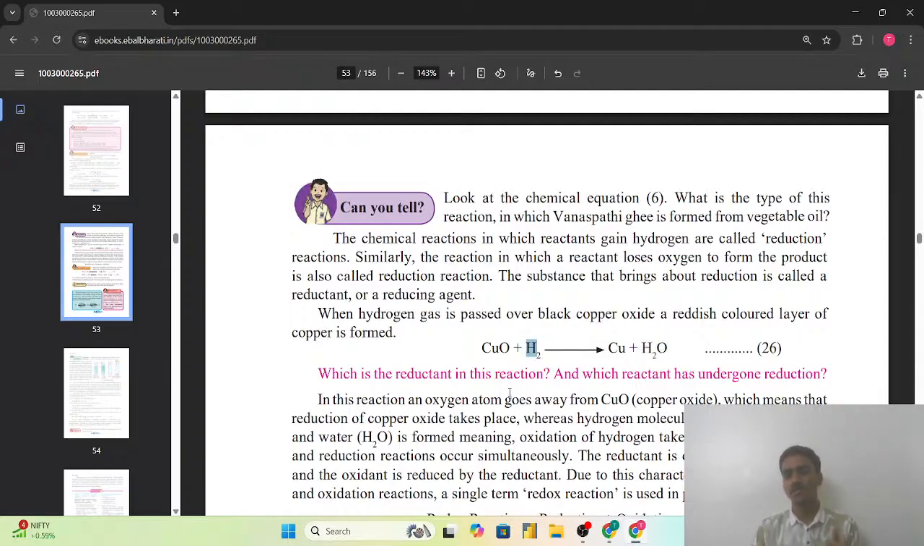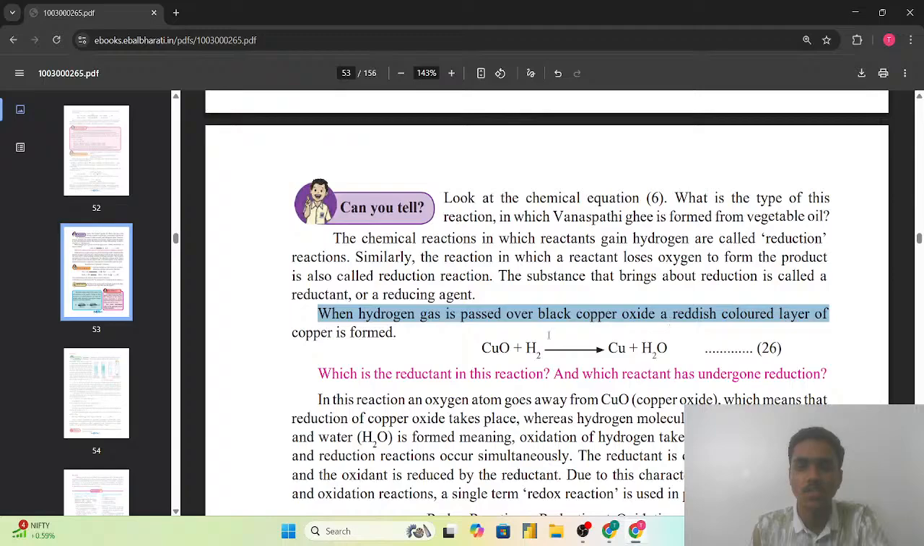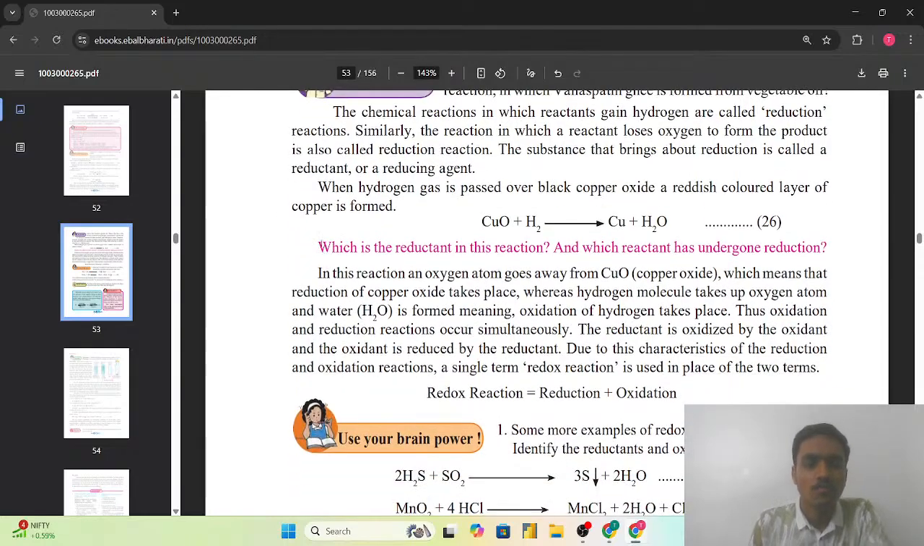यहाँ पर रिएक्टेंट साइड में, that leads to this reaction being a reduction reaction. So when hydrogen gas is passed over black copper oxide, a reddish colored layer of copper is formed. मतलब कॉपर की एक रेडिश कलर की लेयर हमें वहां पर मिलेगी, which is reduced in this reaction and has undergone a reduction in this reaction, and the oxygen atom goes away from the copper oxide, which means that reduction of the copper oxide takes place, whereas the hydrogen molecule takes up the oxygen atom and water is formed, meaning oxidation of the hydrogen takes place.